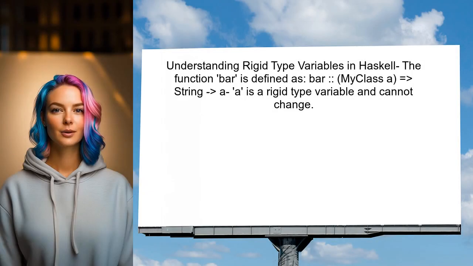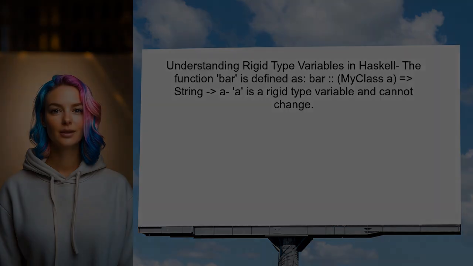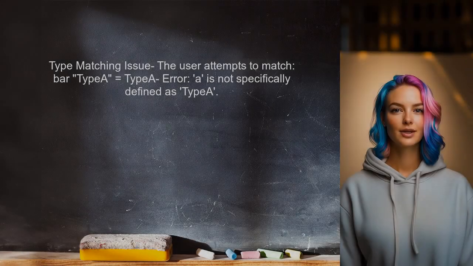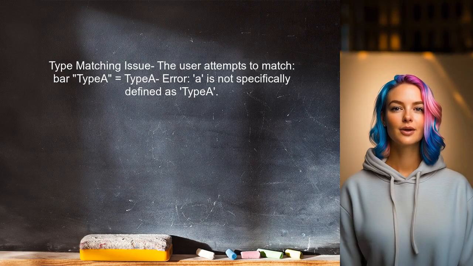To address the user's issue, we need to understand the concept of rigid type variables in Haskell. The user has defined a function called bar that takes a string and returns a type A. However, A is a rigid type variable, meaning it cannot change based on the input. Next, the user is trying to match the string type A to the type A. This is where the type system raises an error because A is not specifically defined as type A. We need to adjust the function to handle this correctly.